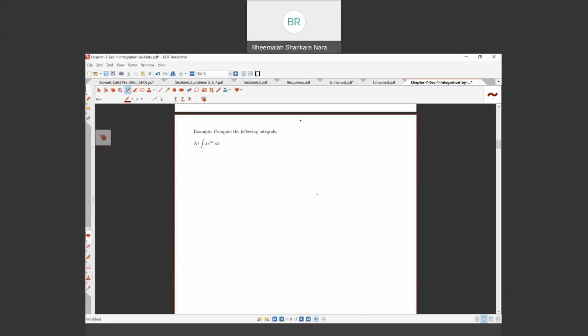Let me write one more formula here. I call this ILATE. I is for inverse trigonometric function. This looks like sine inverse, cosine inverse, and so on. L is for logarithmic function.